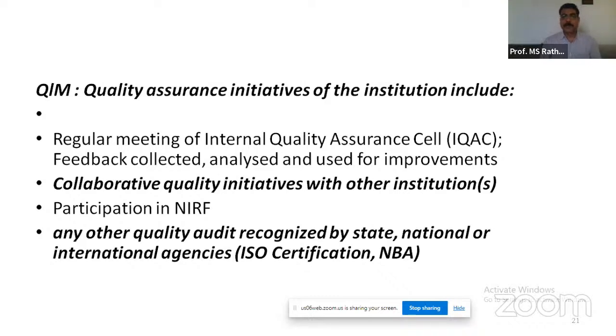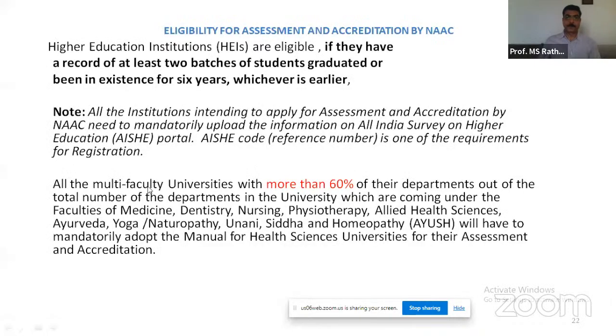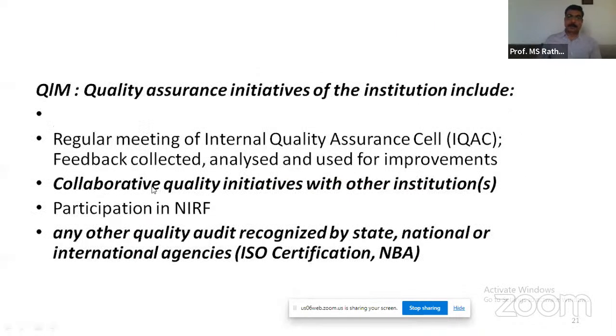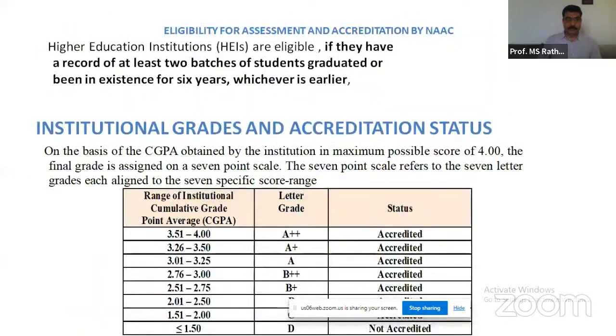In addition to that, the IQAC also has the task to organize quality related initiatives. Participation in NIRF filing and all the process would be done by IQAC. Then there are specific types of certifications like ISO certification or NBA accreditation. These are the things, whether national or international agencies, whether quality audits are being performed or not. All these things have some weightage in the assessment and accreditation criteria. So I discussed a few sample metrics, just to show you what things are being looked into.